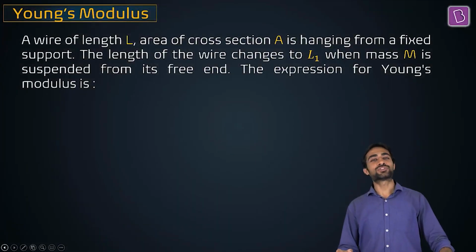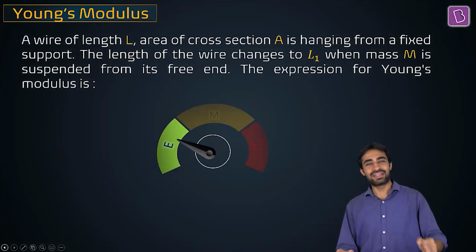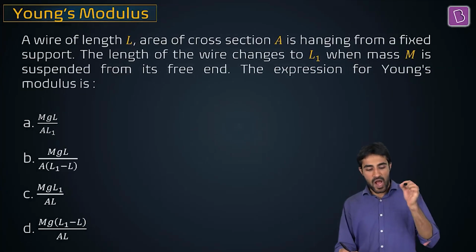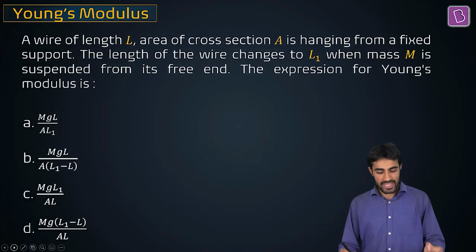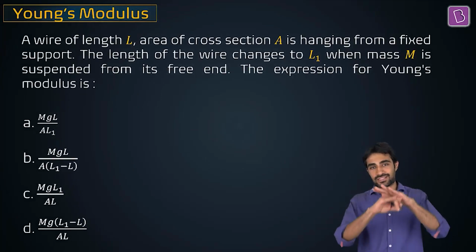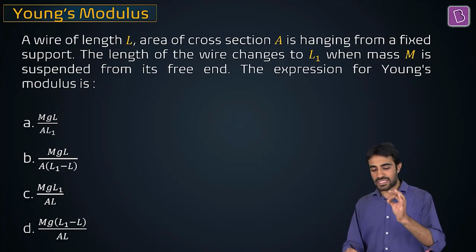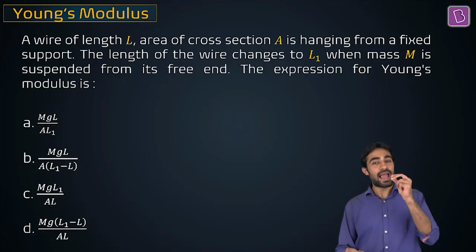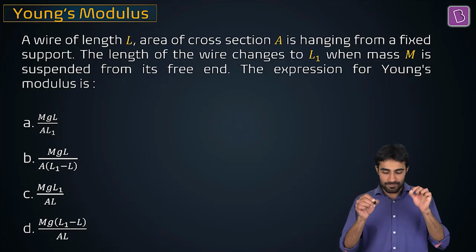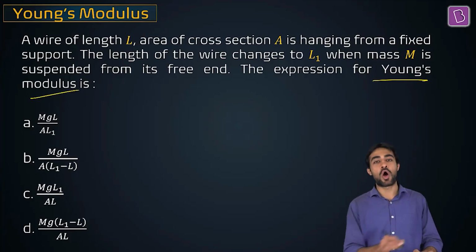Let's have a look at a question based on elasticity. These types of questions are very easy because they involve a simple formula. The question says, a wire of length L, area of cross section A is hanging from a fixed support. So there is a fixed support and some wire hangs from that support. The length of the wire changes to L1 when a mass capital M is suspended from its free end. We have to find the expression for the Young's modulus of this wire.